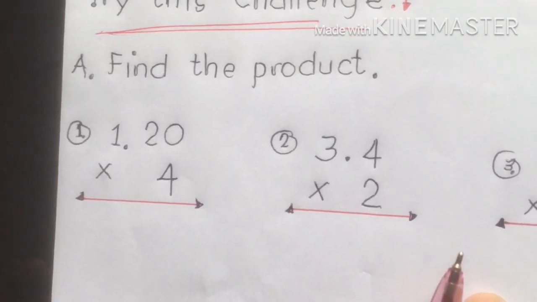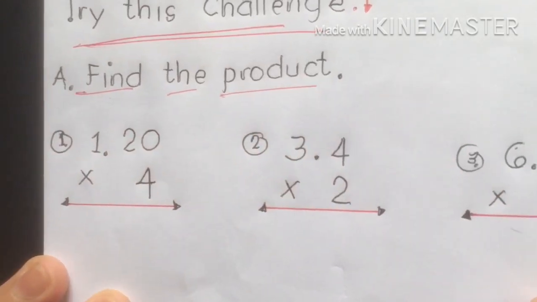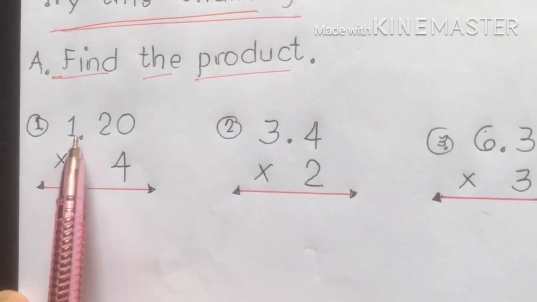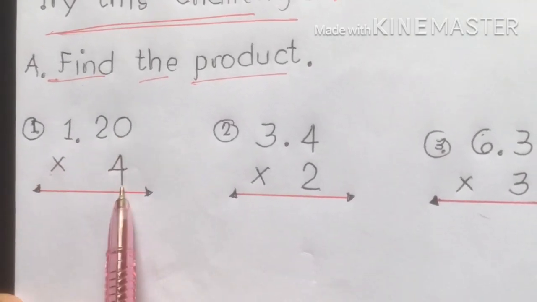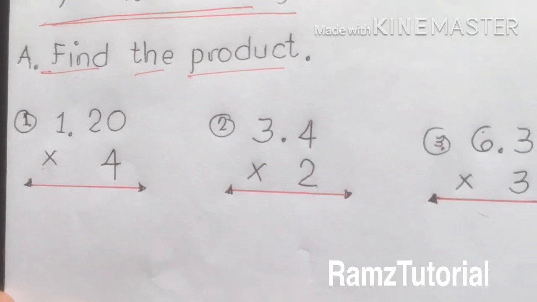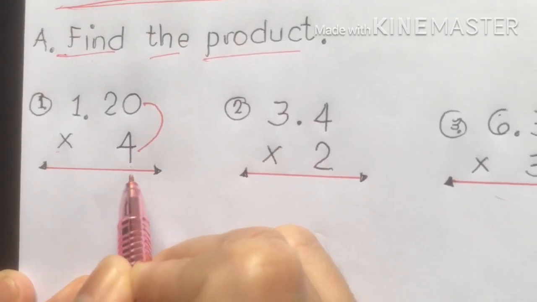Let's answer first. When we say find the product, that means we are going to multiply. Given the questions, number one, 1.20 times 4. So we have the multiplicand and the multiplier, which is 4. Let's start. Please follow, guys. 0 times 4, the answer is 0.